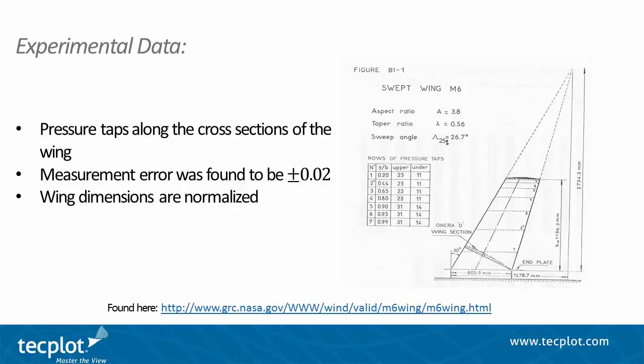The pressure tap measurements were found to have an error of plus or minus 0.02. An error variable has been added to the file found in your examples folder. The experimental dataset from the website is missing this extra information. This data is normalized in both the span and chord directions. The y direction is normalized by b, the span, and the x direction is normalized by c, the chord.